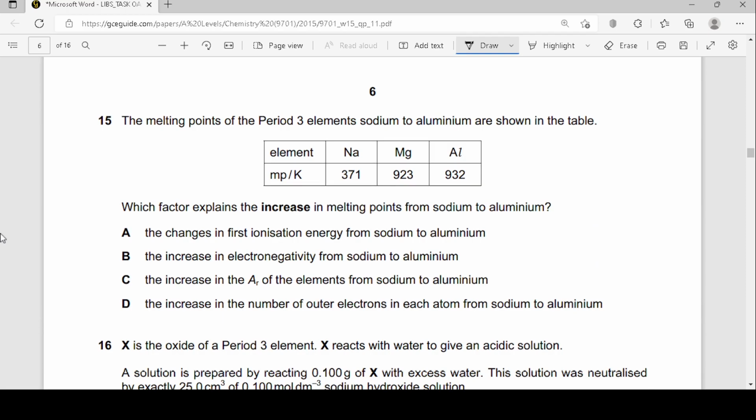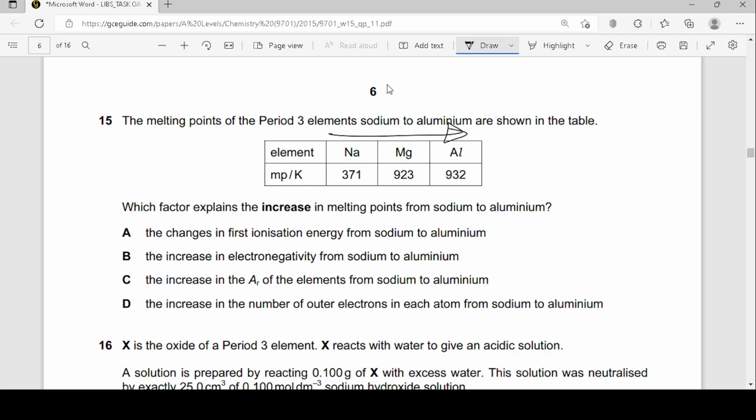The melting points of the period 3 elements sodium to aluminium are shown in the table. Which factor explains the increase in melting points from sodium to aluminium? So the melting points are increasing from sodium to aluminium, and the explanation is that they exist as metallic lattices, don't they?